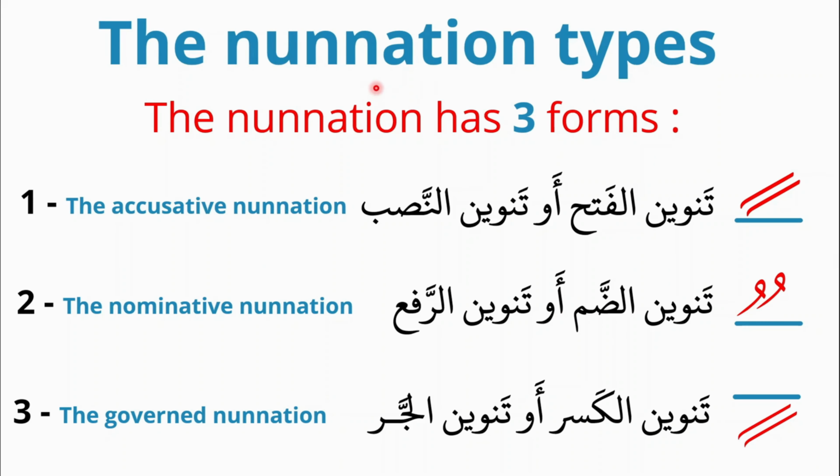There are three types of التنوين. The first one, the accusative nunation, which we call it تنوين الفتح أو تنوين النصب. In other words, you can say تنوين الفتح or تنوين النصب. The second one, the nominative nunation, which we call it تنوين الضم or تنوين الرفع. The last one is the governed nunation, which we call it تنوين الكسر or تنوين الجر.